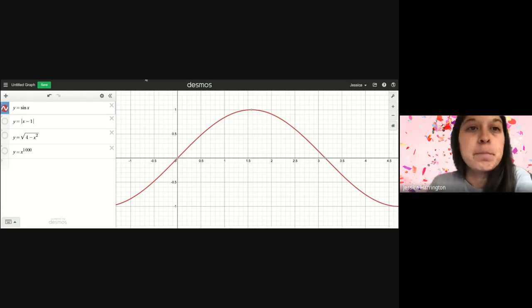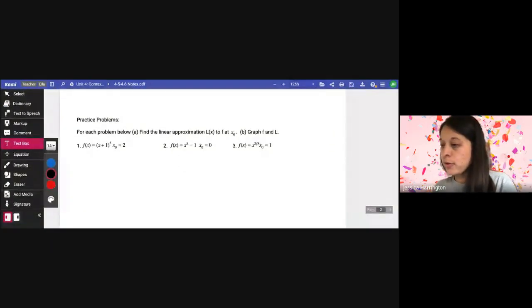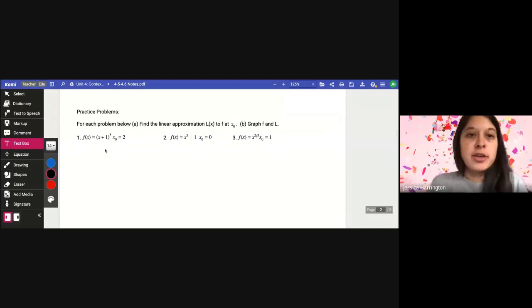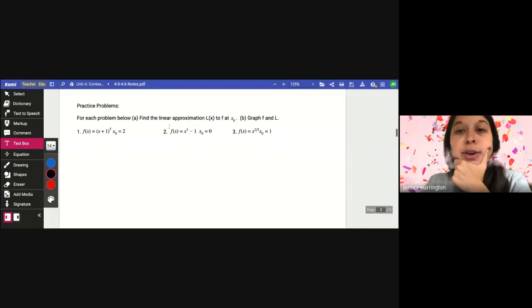Okay. So let's come back and try a few more. If you want to pause and do these on your own and then come back and check, you can. For each problem, find the linear approximation L of x to f at x sub 0. Graph f and L.